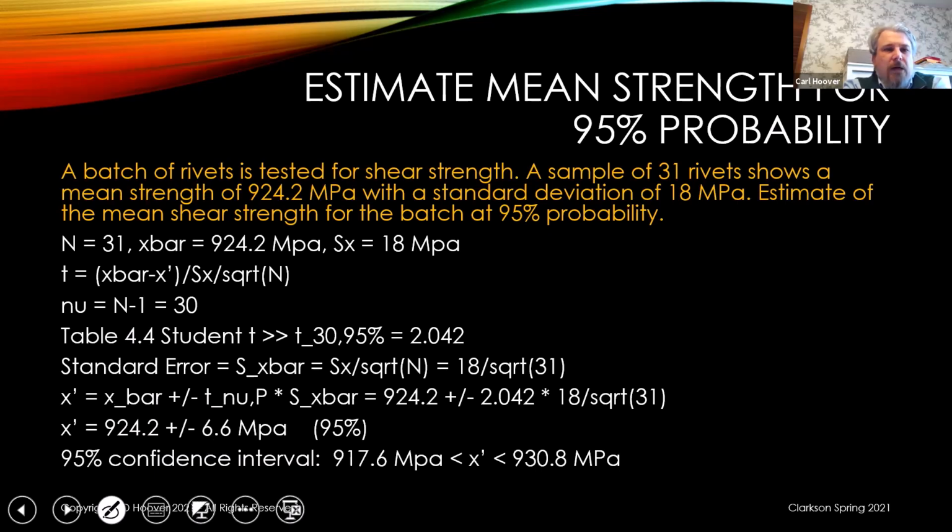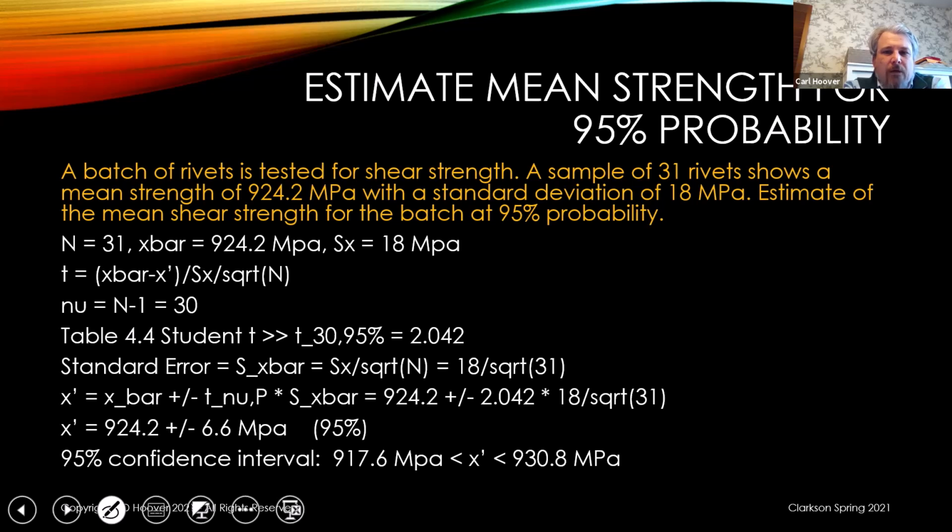Next example, a batch of rivets is tested for shear strength. A sample of 31 rivets shows a mean strength of 924.2 megapascals and a standard deviation of 18 megapascals. Estimate the mean shear strength for the batch at 95% probability. The mean shear strength at 95% probability.